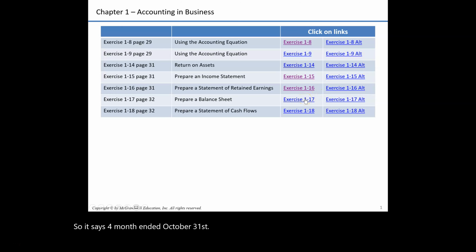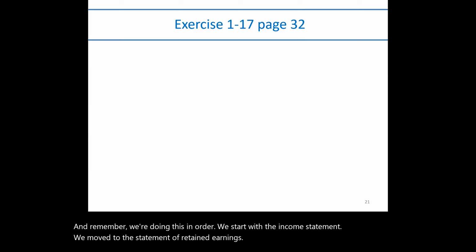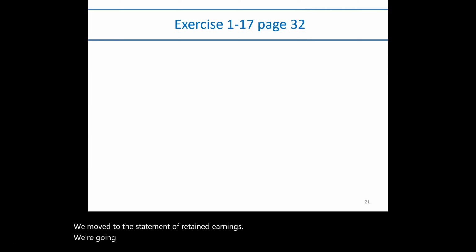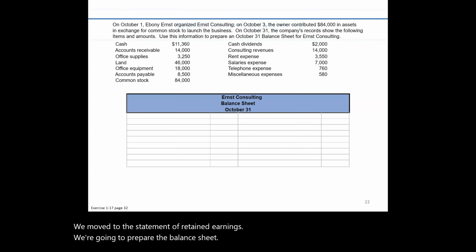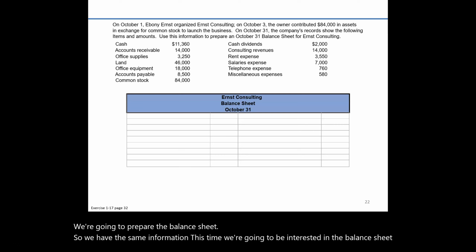Next, we prepare the balance sheet. And remember, we're doing this in order. We start with the income statement. We move to the statement of retained earnings. Now we're going to prepare the balance sheet. So we have the same information. This time we're going to be interested in the balance sheet accounts.